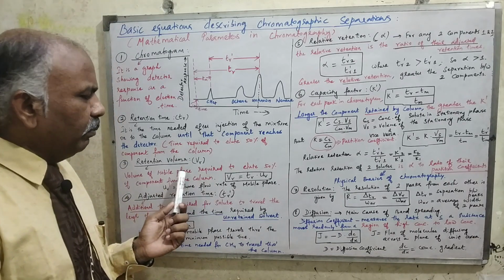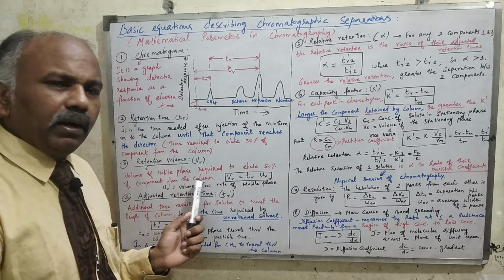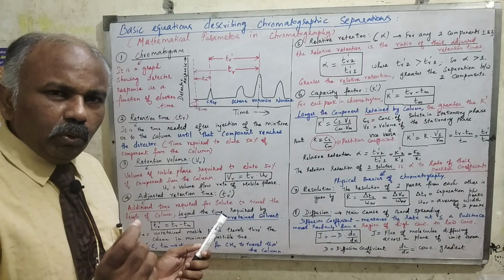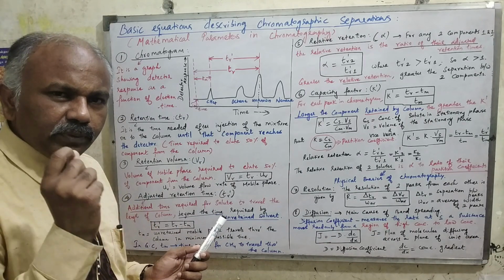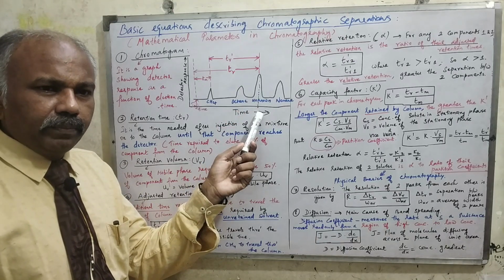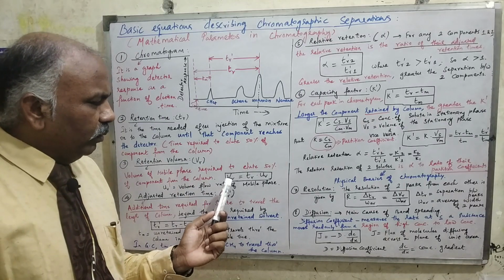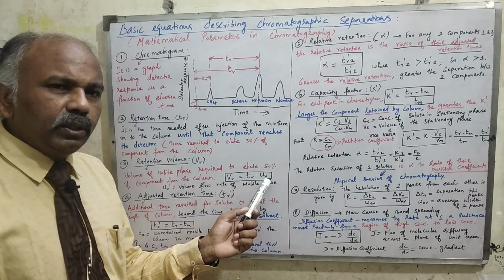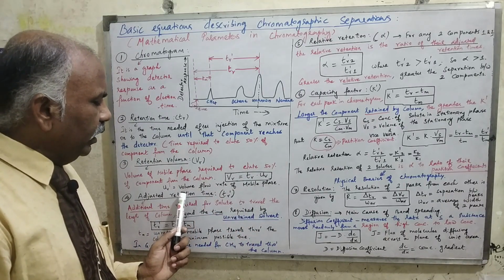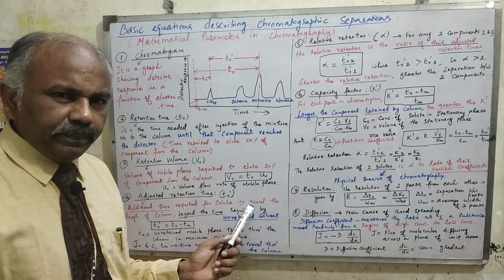So what is called retention volume? It is the volume of the mobile phase required to elute 50% of the component from the column. How much volume of the mobile phase we are using to elute 50% of the unknown component from the column, that is called retention volume. So VR is equal to TR into UV. What is UV? This is nothing but the volume flow rate of the mobile phase, right?